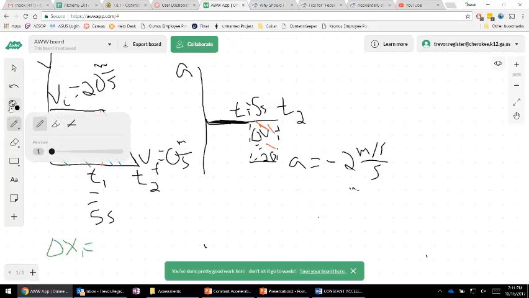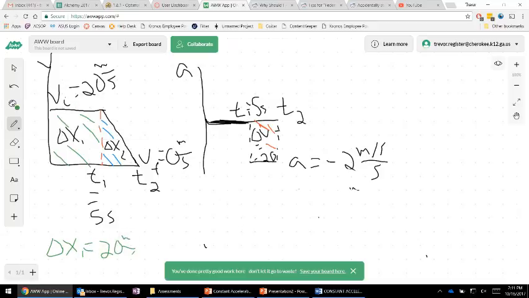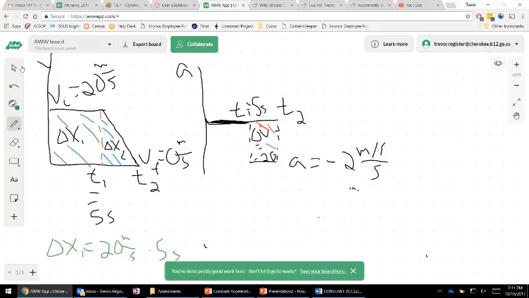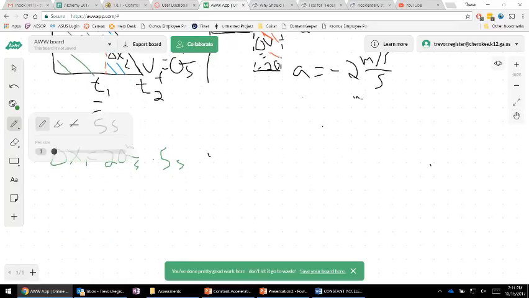I know the base here, that's T1, and I know the height, that's my initial velocity. So when I calculate that, I get 20 meters per second times 5 seconds, and so that is 100 meters. Okay.